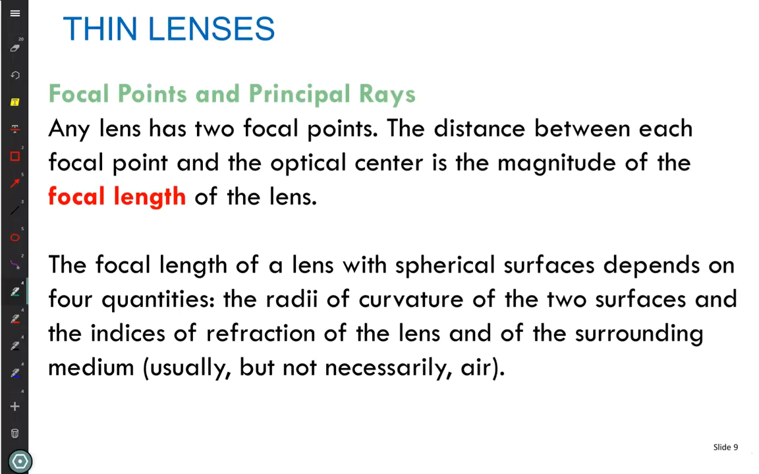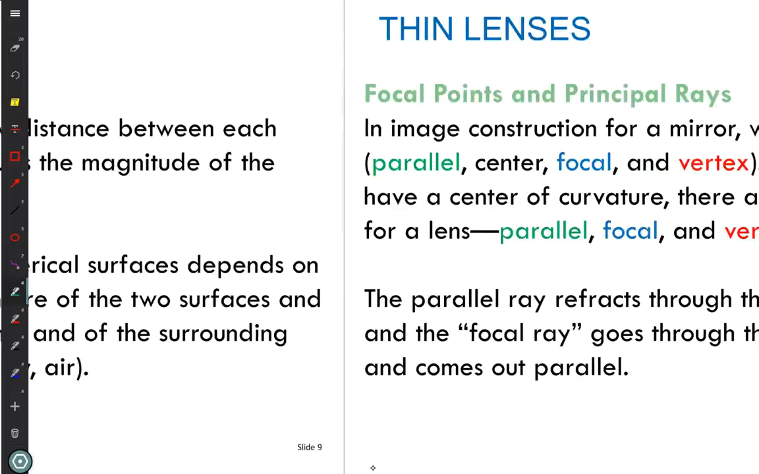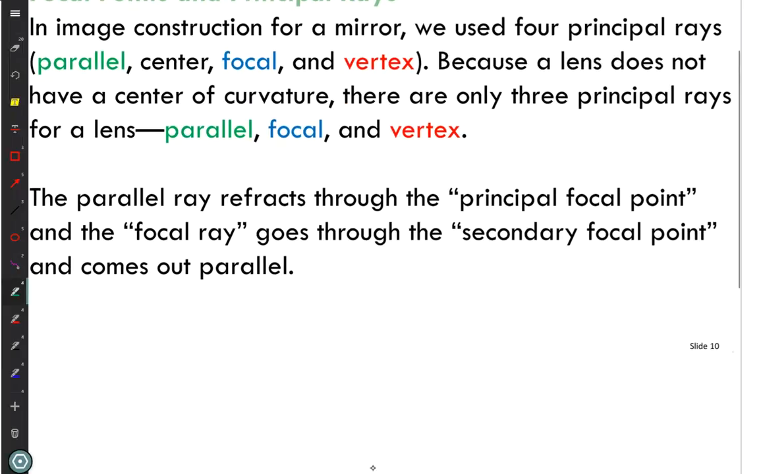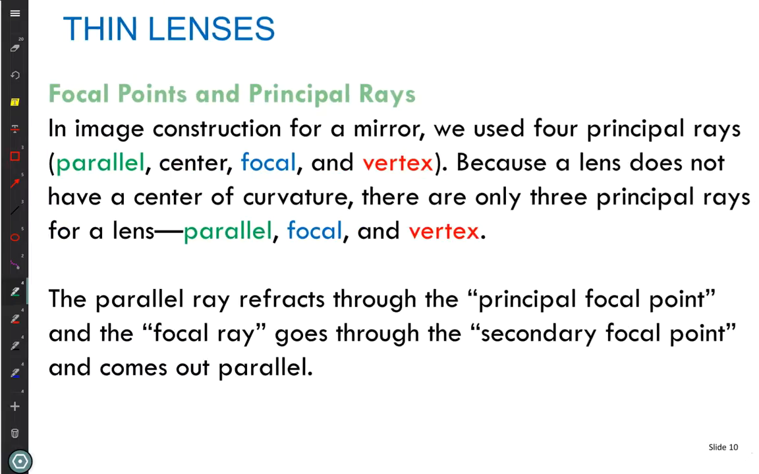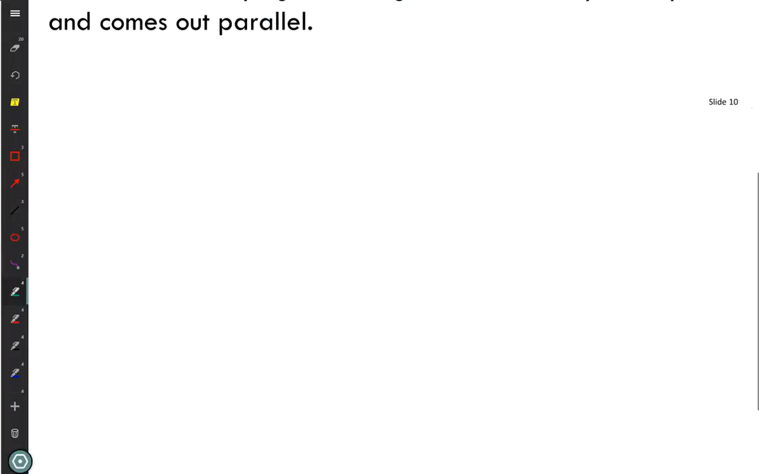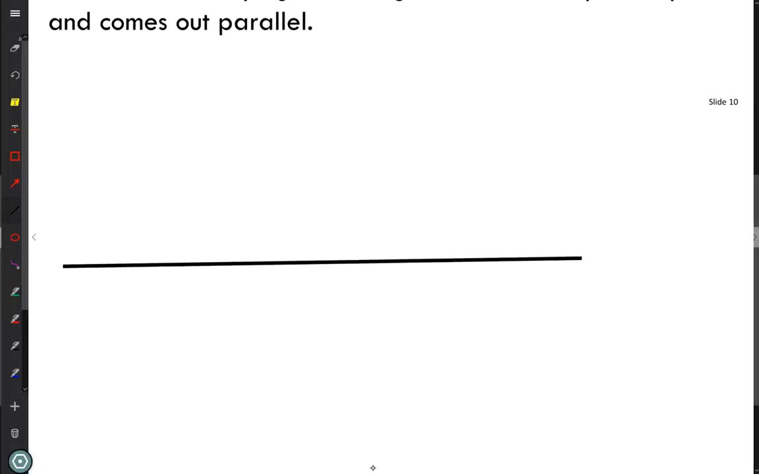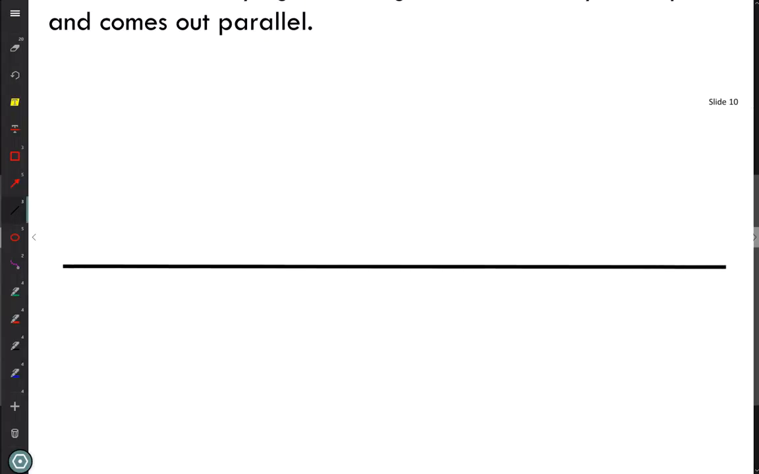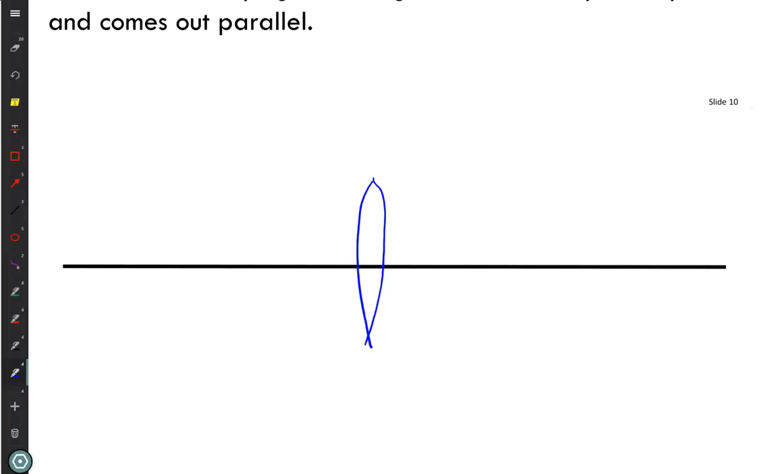Okay, now let's get into ray tracing, how we form an image from a lens using geometry. So I'm going to start by drawing my principal axis, and then I'm going to put my lens on it. So I'll put a lens like this. Based on its shape, is that a converging or a diverging lens? Okay, it's a converging lens.